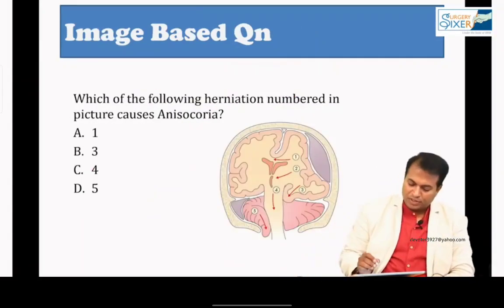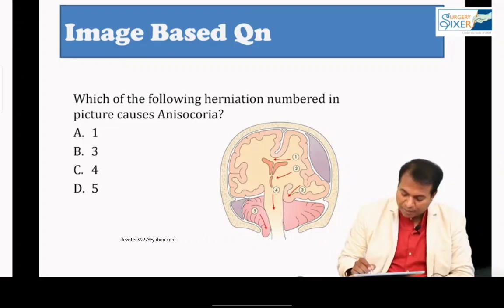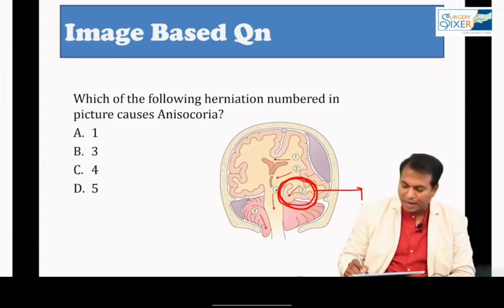Simple question. Which of the following herniations numbered here causes anisocoria? What causes anisocoria? Can you tell me? Unequal pupils is seen with 3. This is nothing but what? Uncus of temporal lobe herniation.